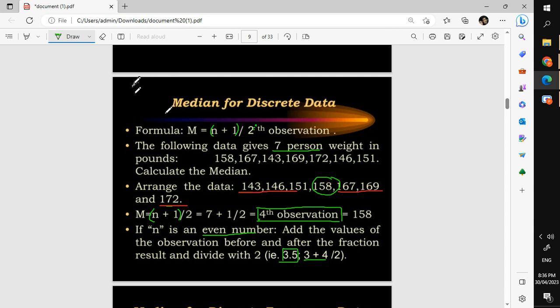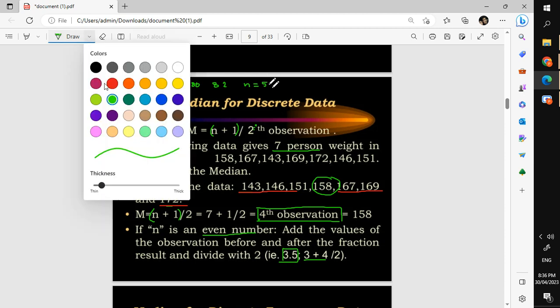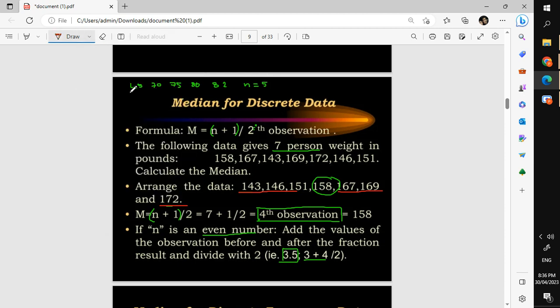For example, let's say 65, 70, 75, 80, and then 82. So this is already in ascending order. Ang n nato diri is 1, 2, 3, 4, 5. 5. So 5 is odd. Now, you just have to group this one unya ang naa sa tunga will be your median.